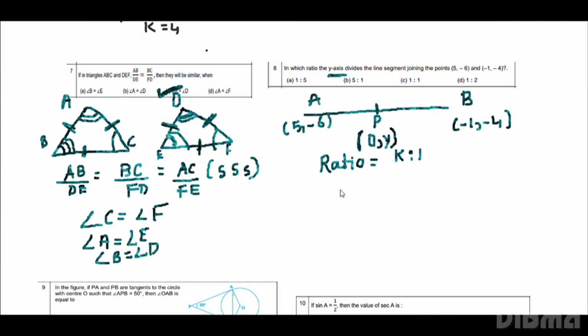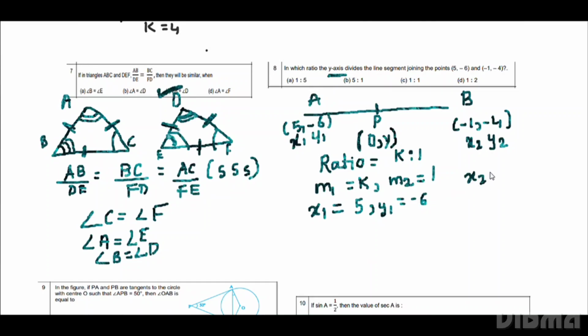Now let us see what is m1. So we have to use the section formula. m1 is k. And what is m2? m2 is 1. And then what is x1, y1? So this is my x1, this is my y1, this is my x2, this is my y2. So x1 is 5. And y1 is minus 6. Similarly, we have x2 as minus 1 and y2 as minus 4. So we have got the points. Now let us use the section formula. So what does the section formula say?